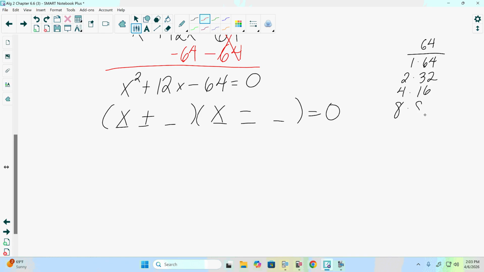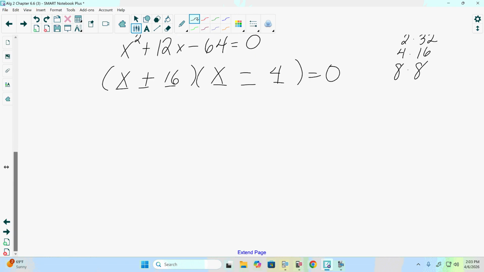8 and 8. Now, if I was picking numbers to try, 8 and 8 would not be on the list, because since we have opposite signs, numbers in front of x are the same, that would actually give us a difference of perfect squares. Middle term would be 0. So I'd go to 4 and 16. 16 minus 4 is indeed 12. We have two things multiplied together to equal 0. So one of these two has to be 0.